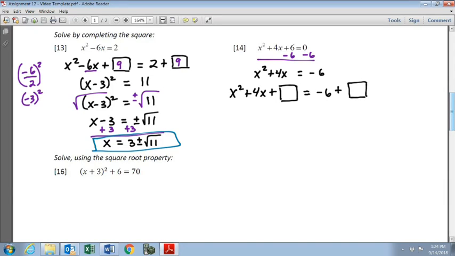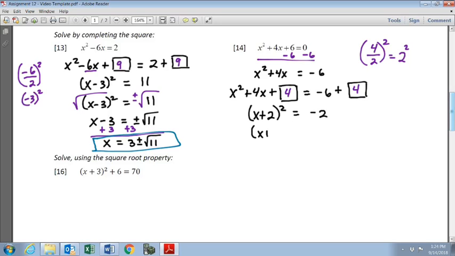So we have to figure out what to add here. We'll take half of 4 and square that. That's going to be 2 squared, which is going to give us 4. So you should be adding 4 to both sides. Whatever we do to one side, we do to the other. So again, half of 4 was 2. We're going to have x plus 2 squared when we write this left side in perfect square form. On the other side, we're going to have negative 2.